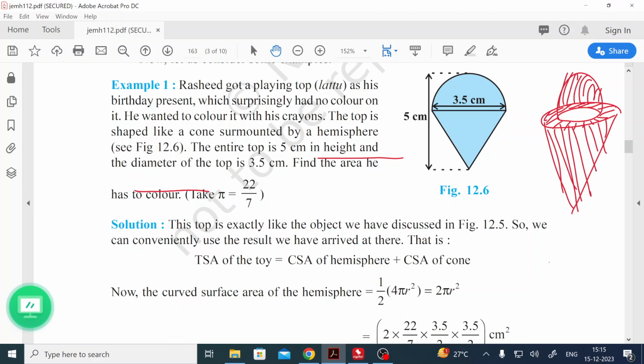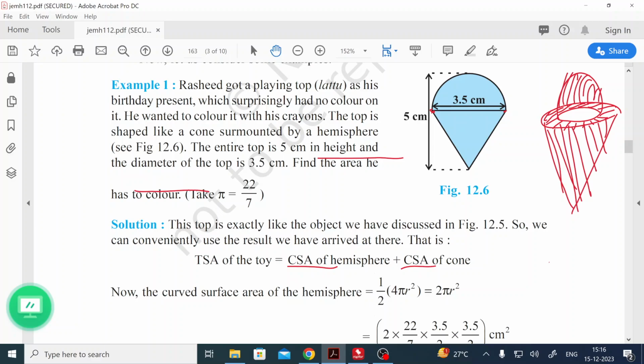But in this shape, it is not a problem. They surmount each other, and there is no gap here in the corner place. So directly, the idea which I gave we can use: the CSA of the first shape plus the CSA of the second shape. We can use that. Do you understand? Right. Example 1, is it okay?